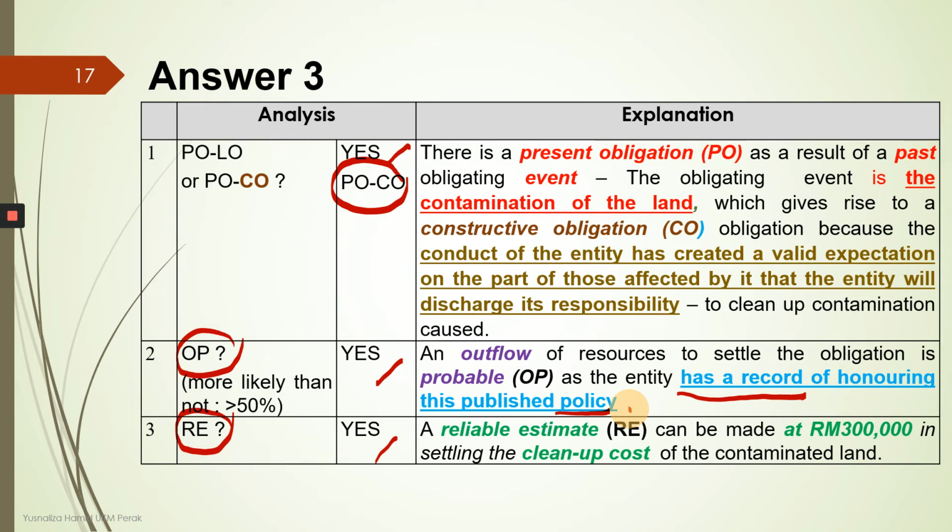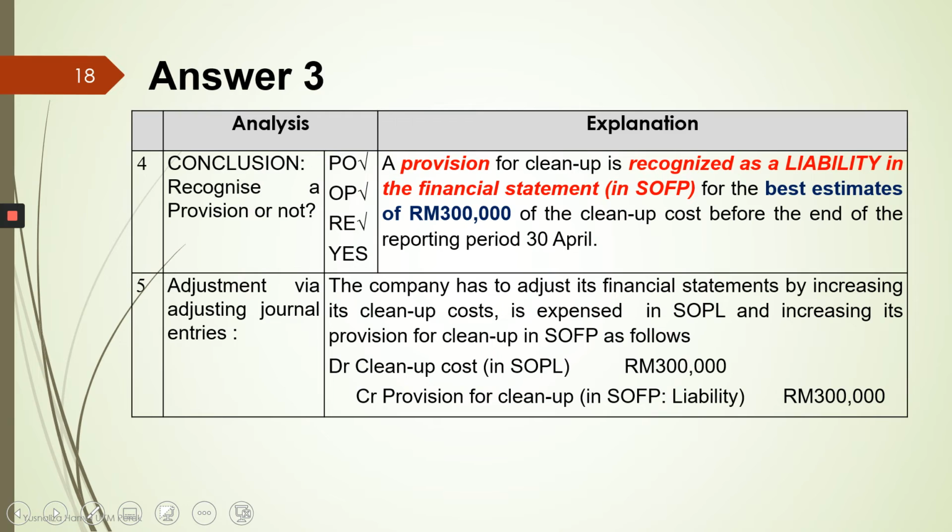And 300,000 reliable estimate is to show that the estimate can be reliably measured. So all three are being fulfilled. And of course, we can come with a conclusion. The conclusion is to recognize a liability in the financial statement of 300,000 based on the reliable estimate.